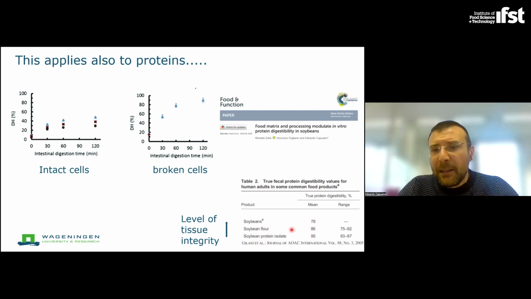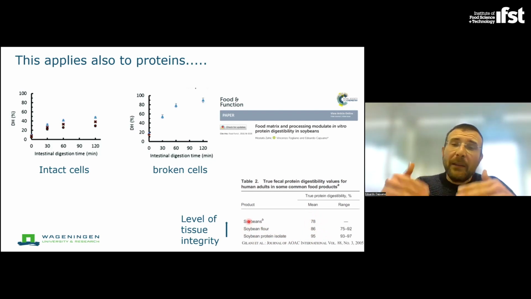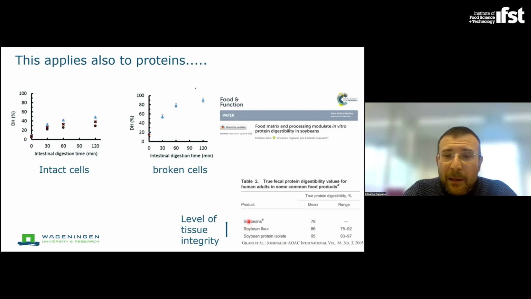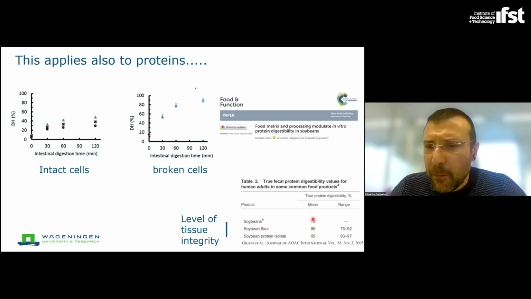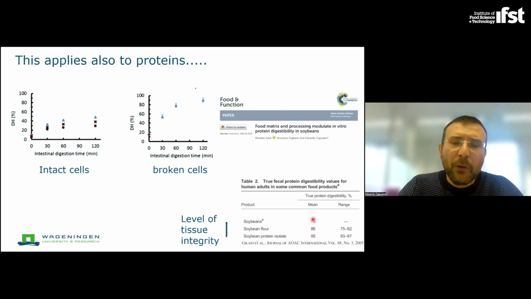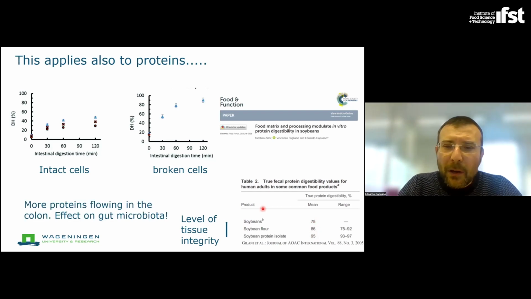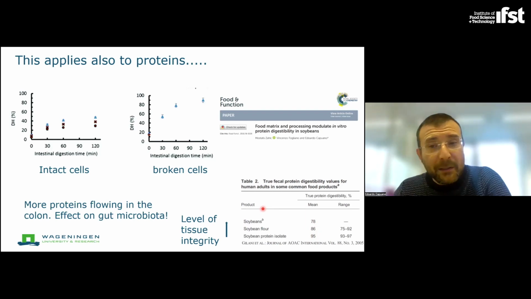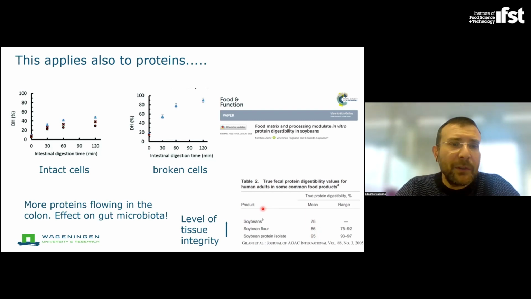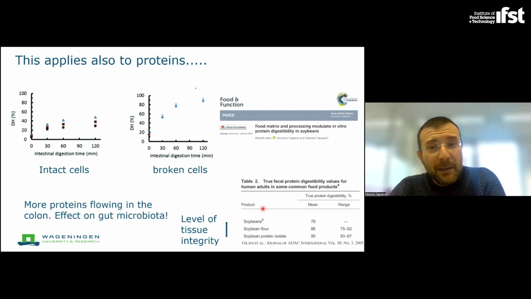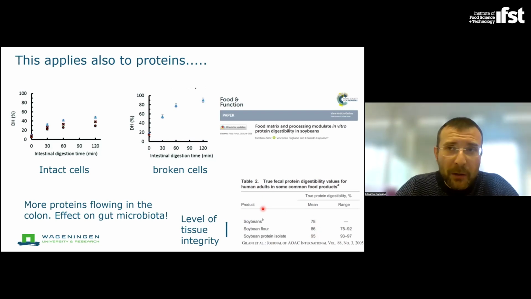And the reason for that is that you have an increasingly higher fraction of intact cells, so this barrier effect is increasingly bigger. And you have a reduction of around 20% of protein digestibility, which is quite important from your body's point of view, if you look at this difference from the perspective of what enters the large intestine, because you always have to consider that whatever is not digested in the small intestine will flow into the colon and will come into contact with the gut microbiota.